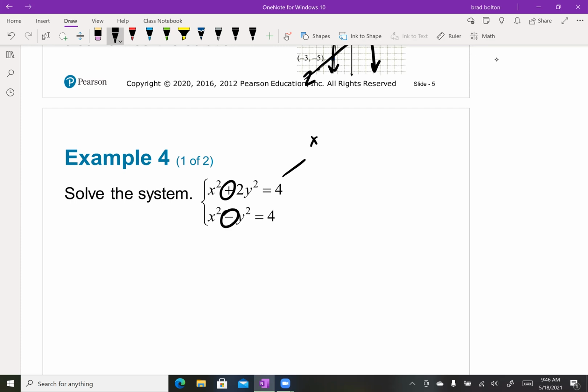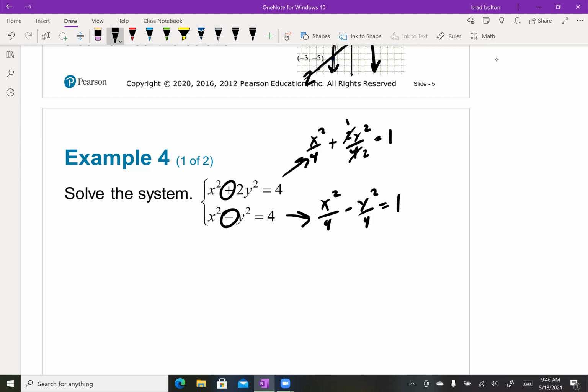So this becomes x squared over 4 plus 2y squared over 4 equals 1. So that's definitely, when I cancel that and that, this is definitely an ellipse. And then this one, when I divide by 4, this would be x squared over 4 minus y squared over 4 equals 1. That would be a hyperbola.